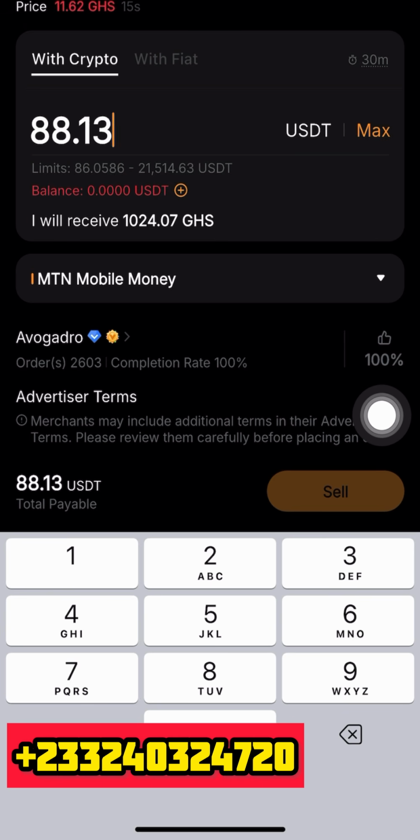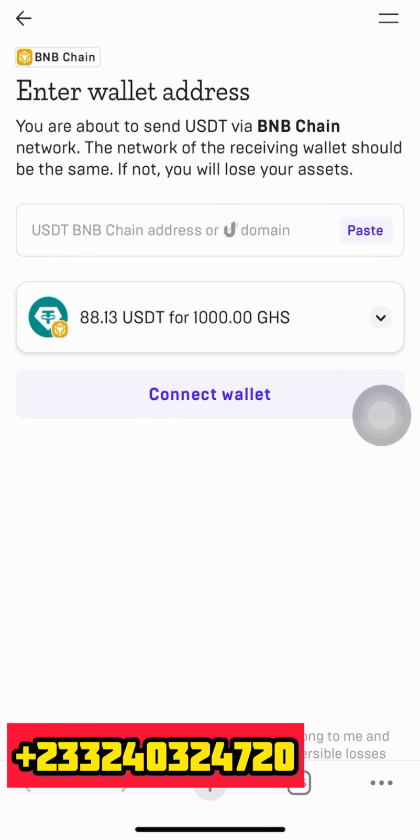But this is the amount that you'll be getting after everything, 88.13. So it means that I'm earning 24.07 Ghana cedis as profit. So I'll come to my account here and I'll proceed.